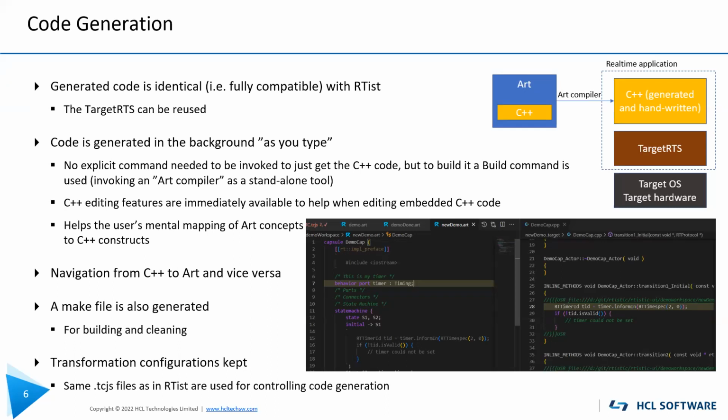When we are doing this code generation, we of course need some settings. Basically, there are lots of things that can influence how the code gets generated and how the makefile gets generated, and all those are kept in a file that we call transformation configuration. It's a JavaScript file basically, but it has the extension tcjs, and that is something we already have in rtist. We are reusing that almost completely.